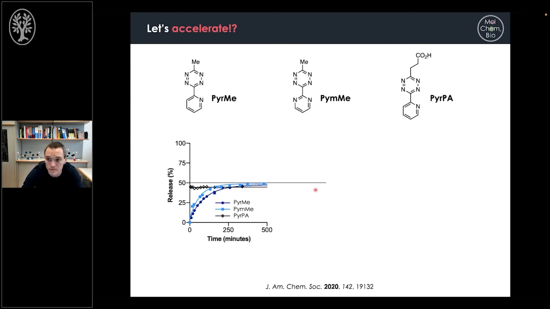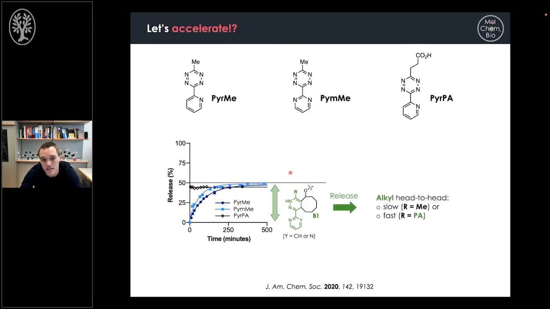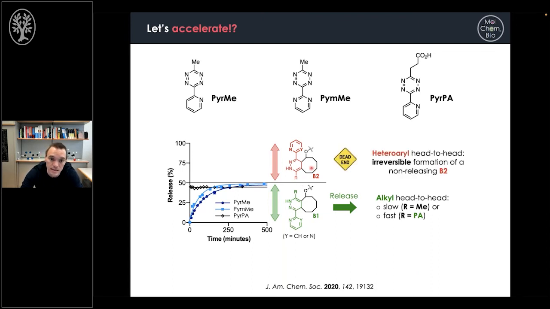That's what I've said before: it depends on the click orientation. If the alkyl here is in head-to-head position, then we achieve release, and depending on whether it's a methyl or an acid, it will be fast or medium. As soon as the aromatic system is in head-to-head position, we get stuck at B2. We could show that this B2 is no longer in equilibrium with the initial click product, so it is a stable compound that we can isolate and analyze by NMR. So this 50-50 ratio of click orientation is a key limitation, as we simply cannot control the click orientation.